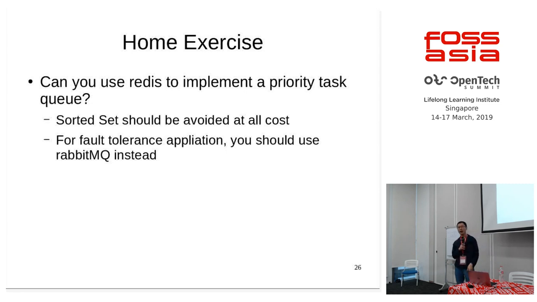Here is some home exercise left for you. Of course, everyone here, I think you know what is ActiveMQ and RabbitMQ, but in some cases, we do not need to perform a fault tolerant queue operation. Can we use Redis to perform some task queue operation with task priority? I repeat, the sorted set should be avoided at all costs because it involves log n operation.